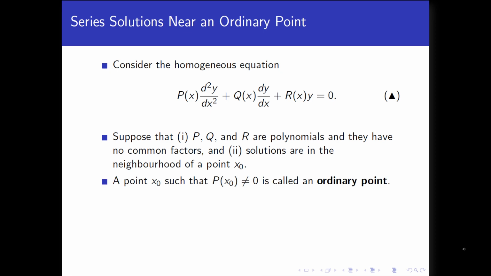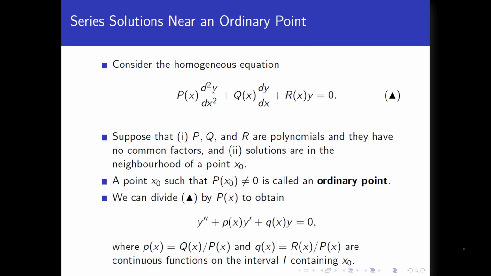Now, let me give a definition. A point x0 such that p of x0 is not equal to 0 is called an ordinary point. That is, a point which makes the coefficient of the second derivative non-zero is called an ordinary point. Using the fact that p is continuous at x0, we can divide the triangle equation by p and obtain an equivalent second-order differential equation with different coefficient functions, say small p and small q.